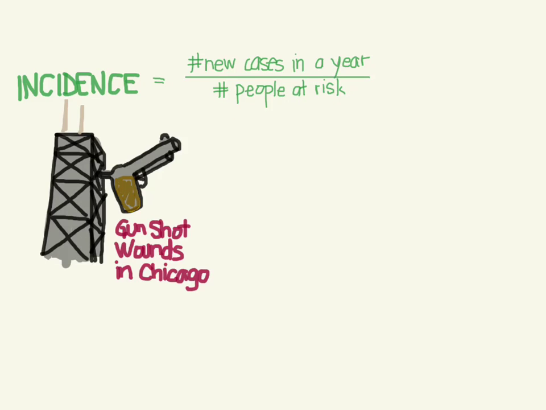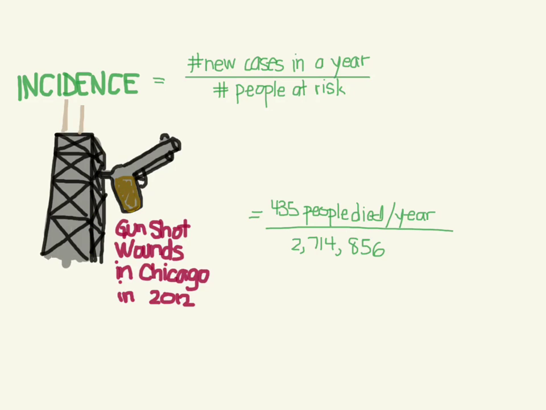Let's say we wanted to measure the number of new gunshot wounds in Chicago over the course of the year 2012. In the numerator, you would say over the course of the year, how many people got shot? Let's look at deaths. I think there were 435 fatalities in Chicago due to gunshots in 2012. So we should put that over the number of people at risk. If we're looking at Chicago, this is the John Hancock building, if you couldn't tell, then it would be the population of Chicago, which is around 2.7 million.